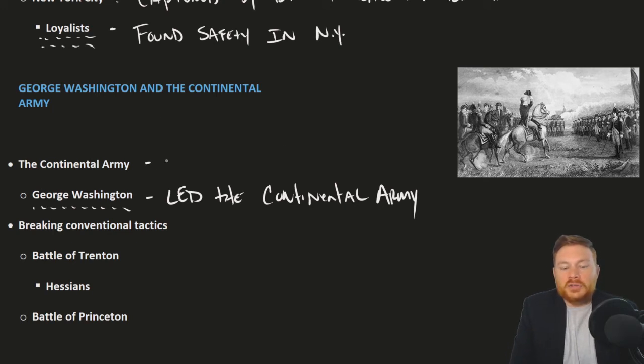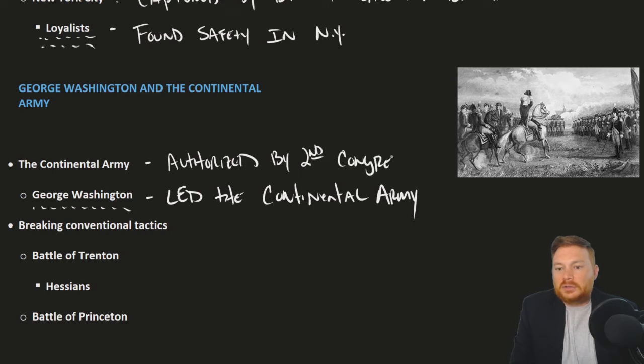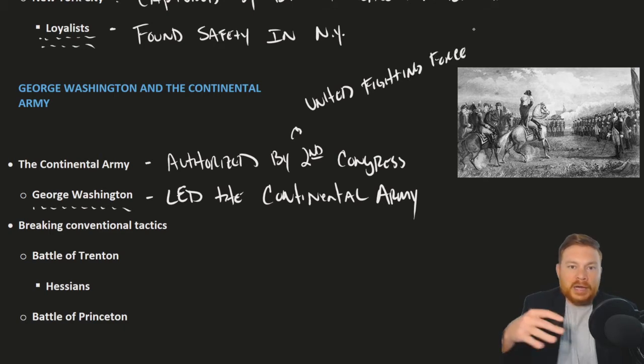The Continental Army was authorized by the Second Continental Congress, to again put forward a united fighting force. Before this, each individual colony had their own militia, but now with independence and this union between the colonies, the Continental Army was the army of the United States, not the army of any individual state.